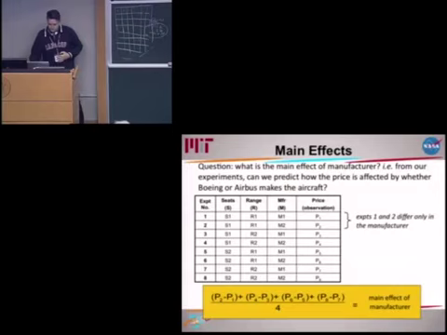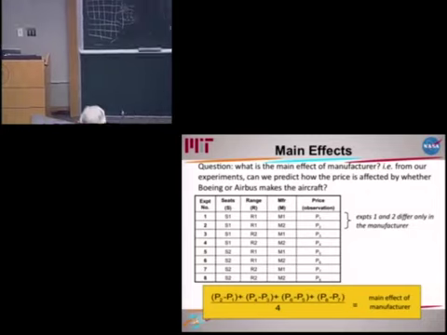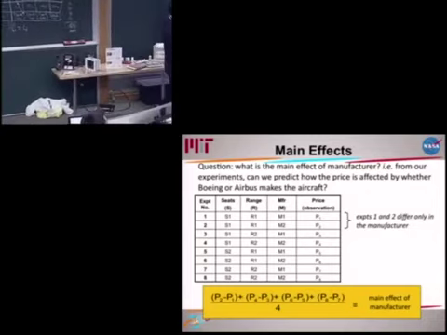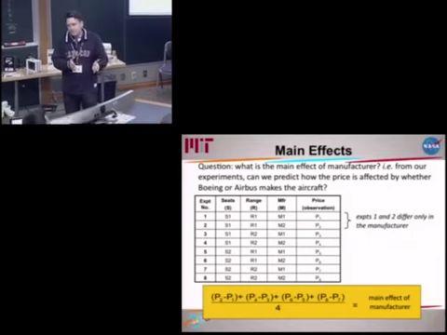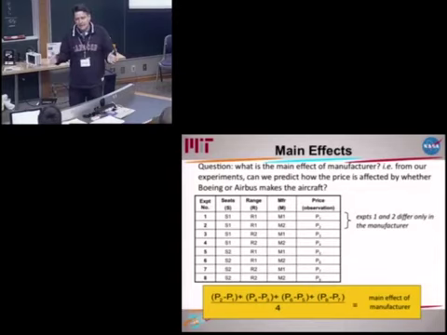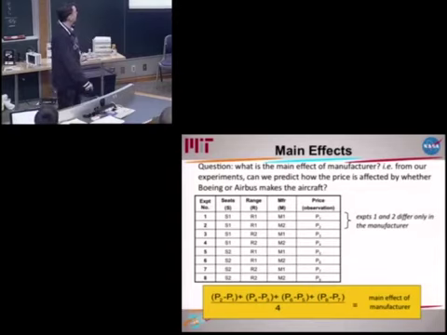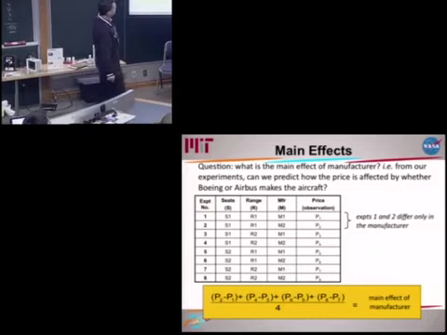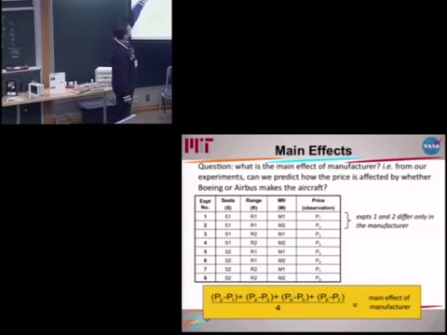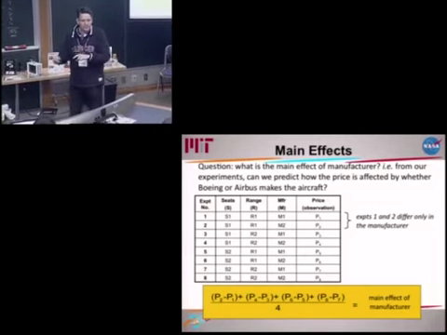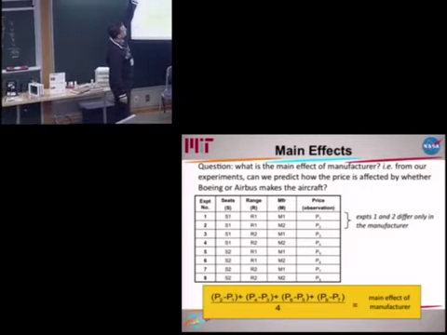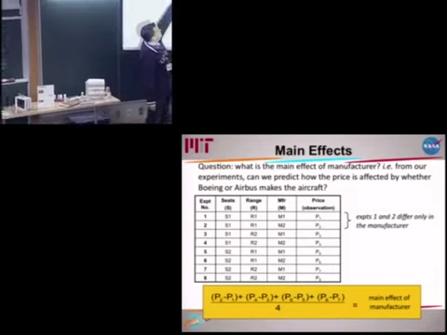So the main effect of manufacturer. What we want to do is answer the question: for an airplane of the same capability, the same number of passengers and the same range, does it matter whether you buy it from Airbus or Boeing? So how would you answer that question? What you do is look at all of the experiments where all the factors are the same except for manufacturer. If you look at experiments 1 and 2, the number of seats is the same, the range is the same, and the only difference is the manufacturer.